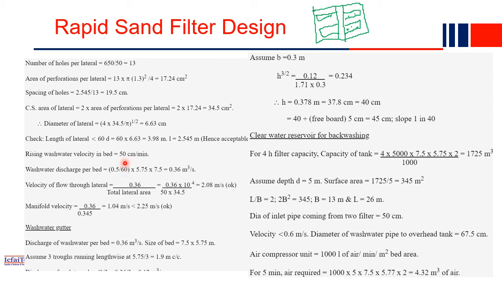By 60 means 1 hour, right? 1 hour will be 60 minutes, multiplied by the cross sectional area of the bed. That much is the water deposited in every second. 0.36 meter cube per second water is deposited, right?